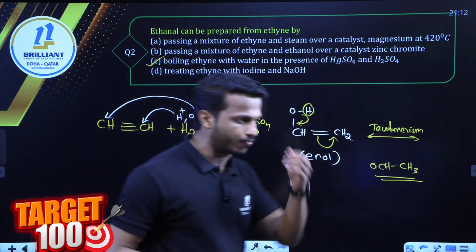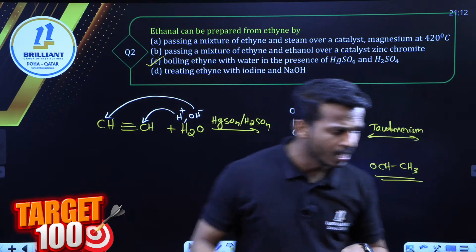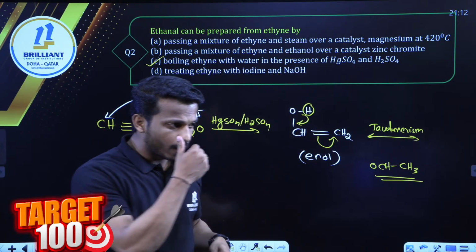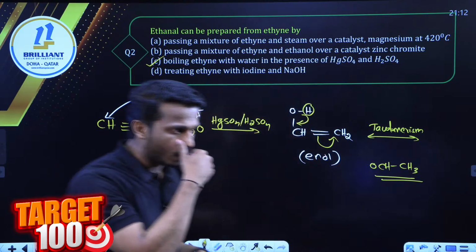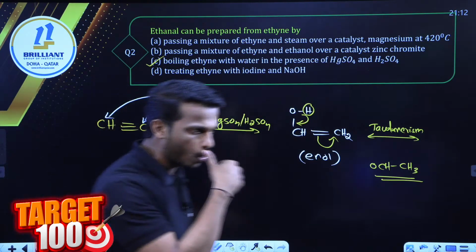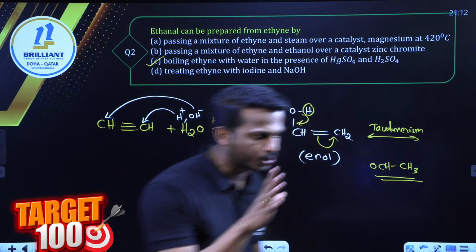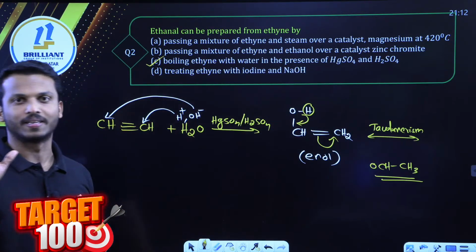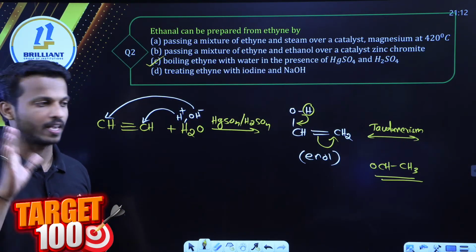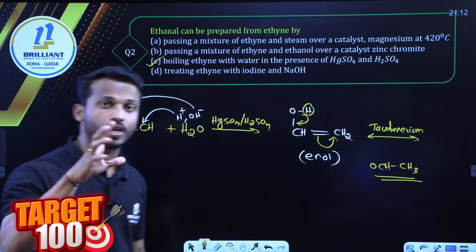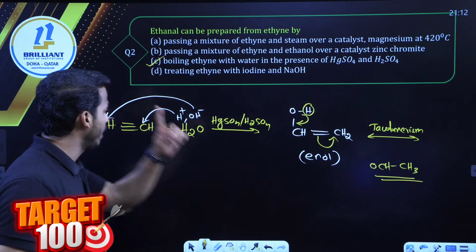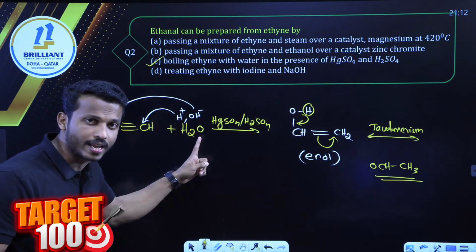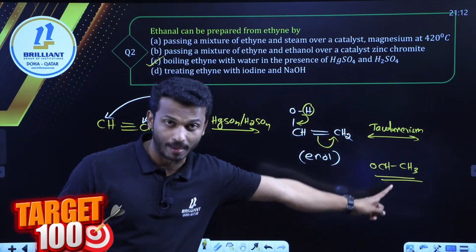Let me check how many of them have given the correct answer. Yes, Joel, Dhruvil, Sania, Adil, Madan, Samuel. Yes, most of them. There is no wrong answer. No option given. All are correct answers. Keep this one with you, dear all. And one more point, let me tell you. Ethine, if you treat it with this reaction, the product is ethanal.